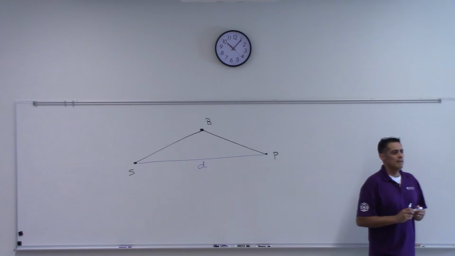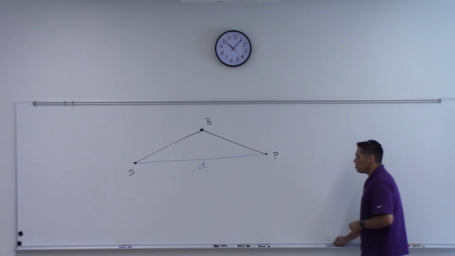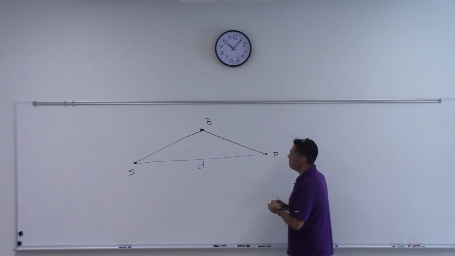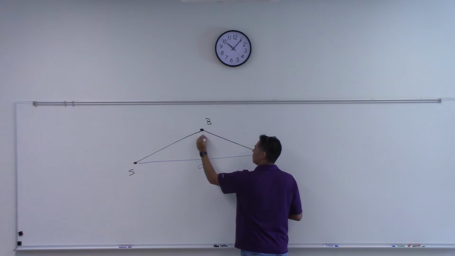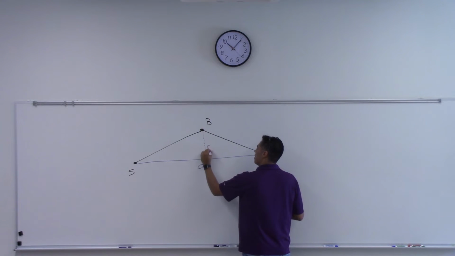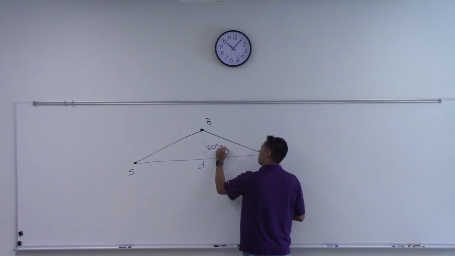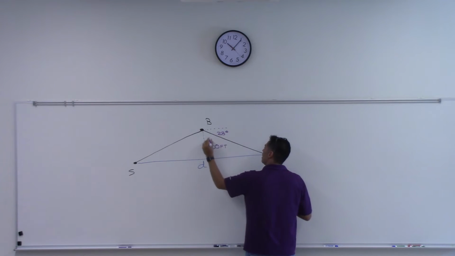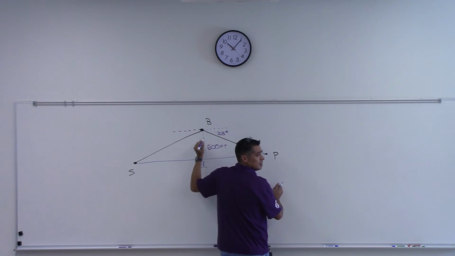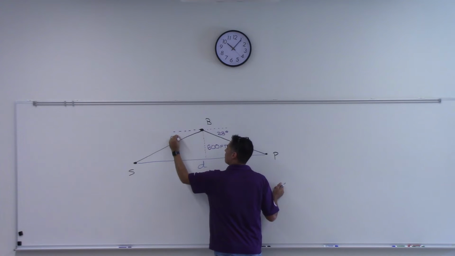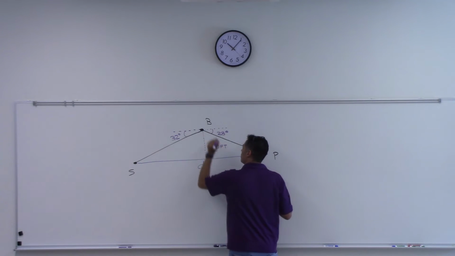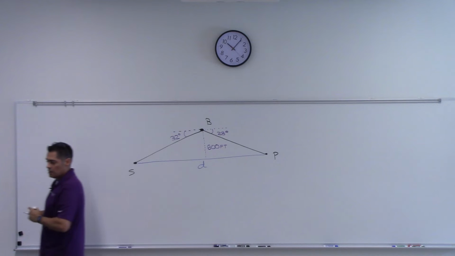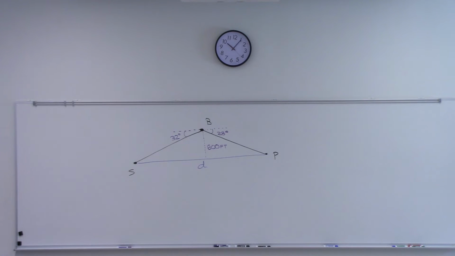Call it D. The only information they've given us is that the distance from here to here, right, is 600 feet. And they've also given us that the angle right here is 28 degrees, and the angle here is 32 degrees. All right, so we're trying to figure out that distance. So who wants to help? How are we going to do this?